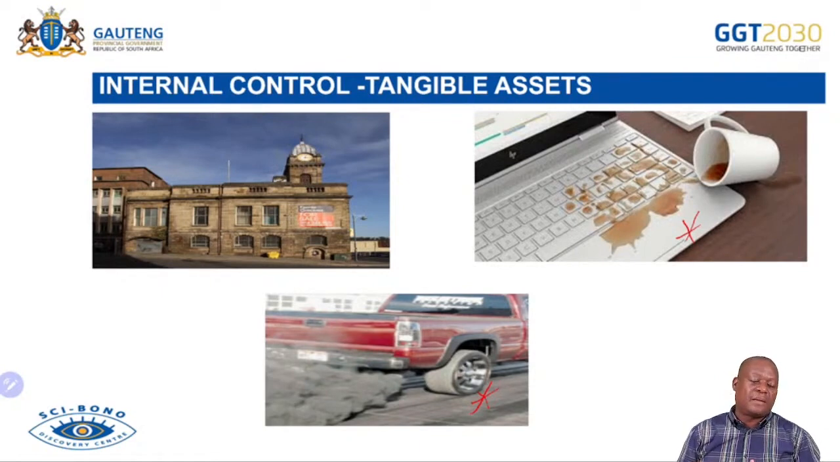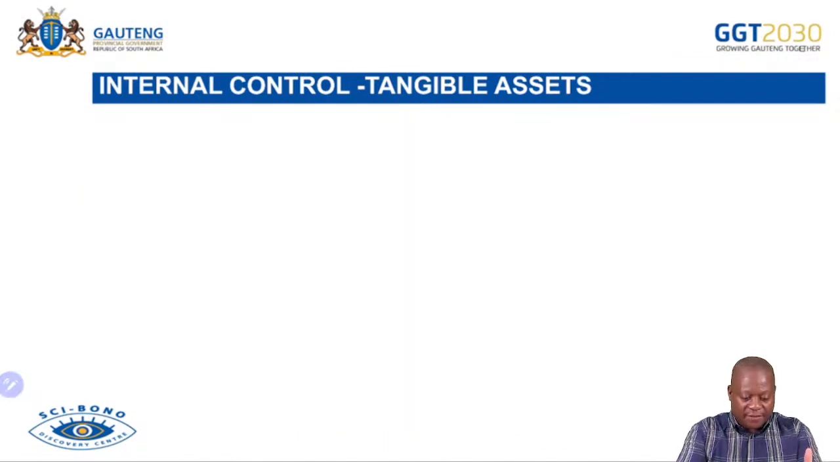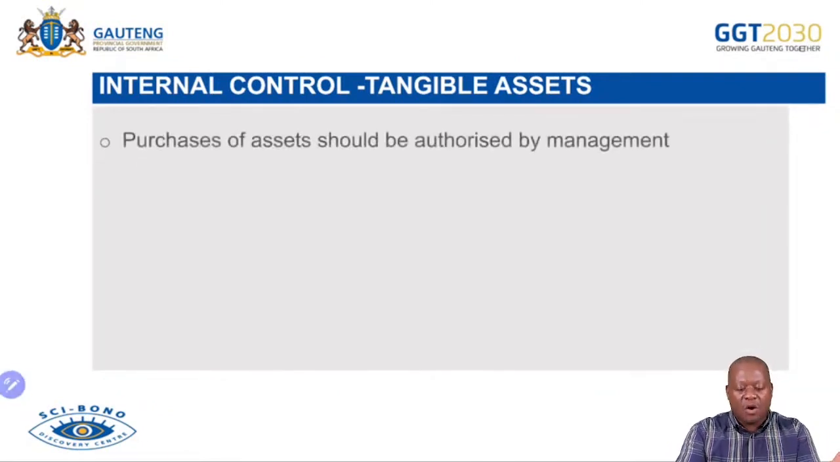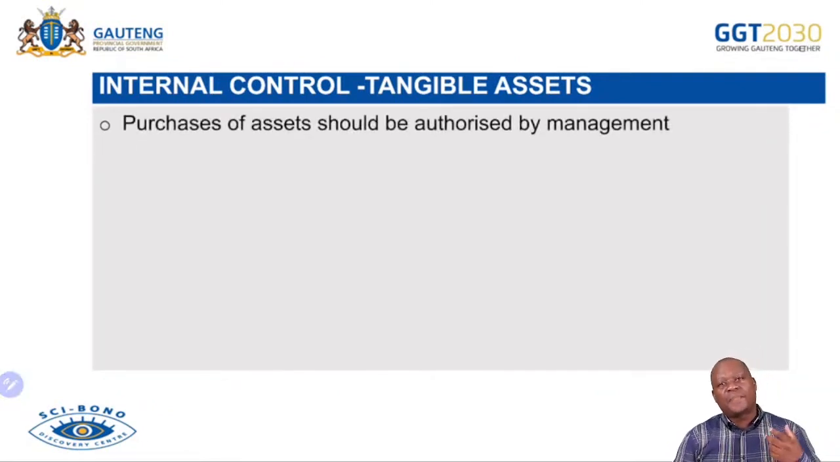So it is very important for us to be in a position to know how we safeguard the assets that the business needs so much. Because the longer we have those assets, the better they can generate profits for us. Now, how do we go about safeguarding the assets of our business? One thing that is very important when it comes to internal control on tangible assets is authorization when it comes to buying of those assets.